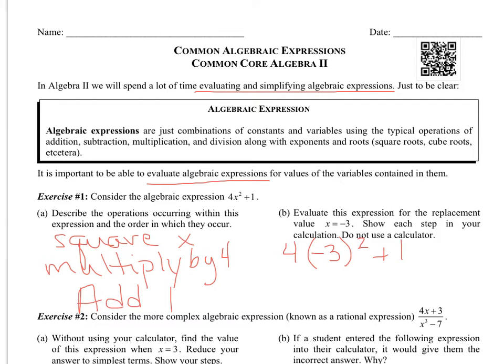Now, based on our planning that we did in Part A, we are going to square the -3 first. Now remember, when you square a negative, it becomes positive. So I end up with 4 times 9 plus 1. 4 times 9 is 36. And after adding 1, I end up with a final value of 37 for this expression.